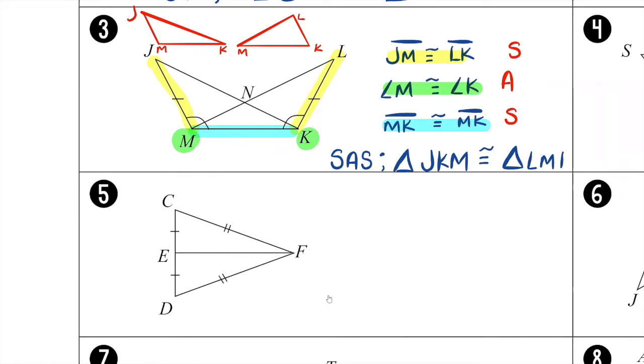Do we just leave N out of this? Yeah, N's not part of it. I bet you N will show up later, though. When we get to corresponding parts of congruent triangles are congruent, I bet you N comes into play. But for right now, we're just staying on the basics.